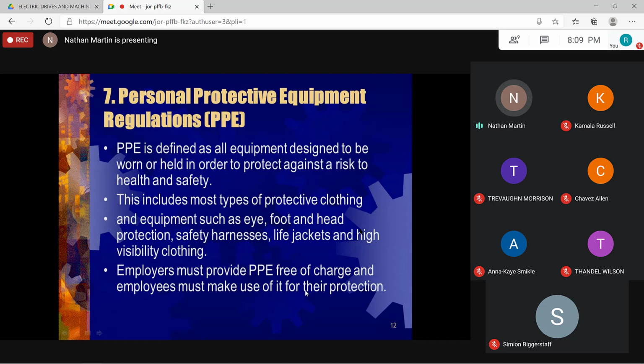So the last line: employers must provide PPE free of charge, and employees must make use of it for their protection, right? So some of the PPE you can have is eye protection, foot protection, head protection, safety harness, life jackets, and high visibility clothing, right? So that's like the vest that they love to wear, right? The high visibility vest is for your safety. It makes you easy to spot, right? So like Kingston Wharf, you have to have a high visibility vest, a helmet, and your safety shoes before you can enter the compound, right?